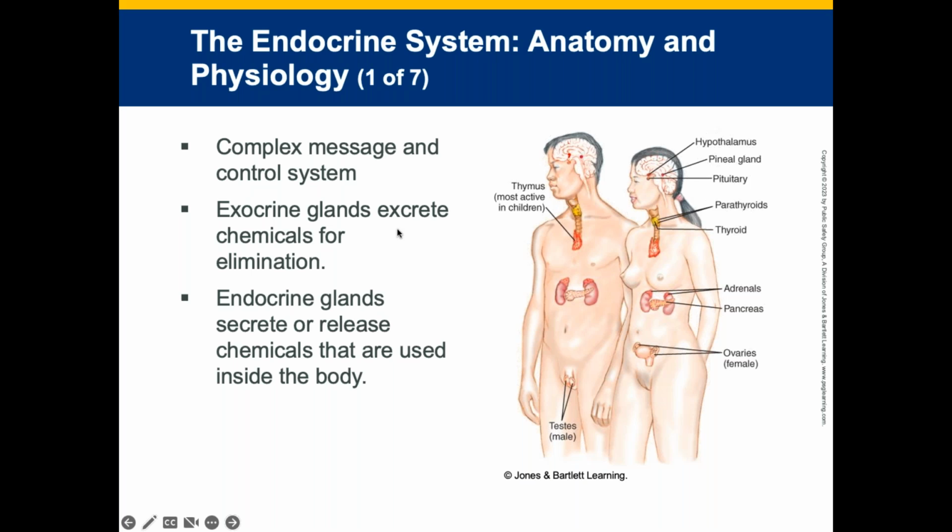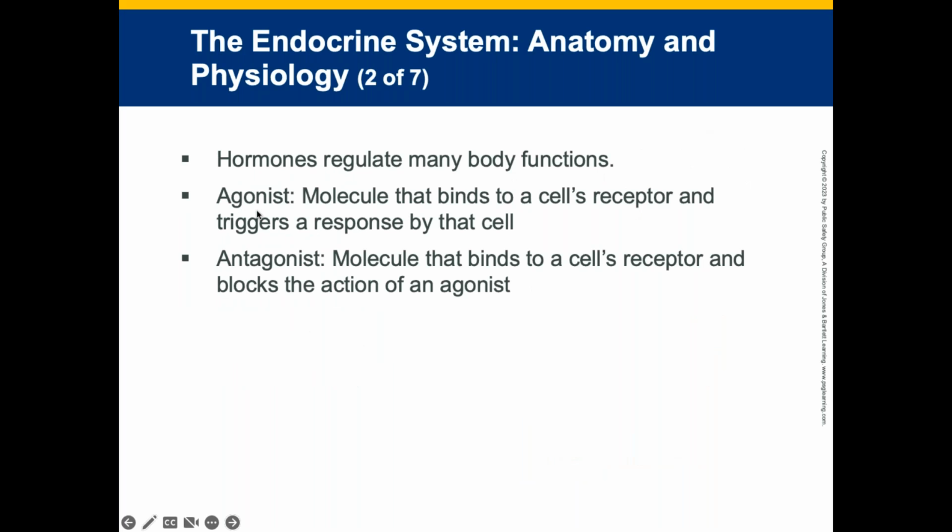We'll be done. The endocrine system, obviously, is the complex message and control system that integrates many bodily functions. We talked about this already. Endocrine glands secrete and release chemicals that are used inside the body to help break down sugars, like insulin. Hormones regulate many body functions as well through this endocrine system.